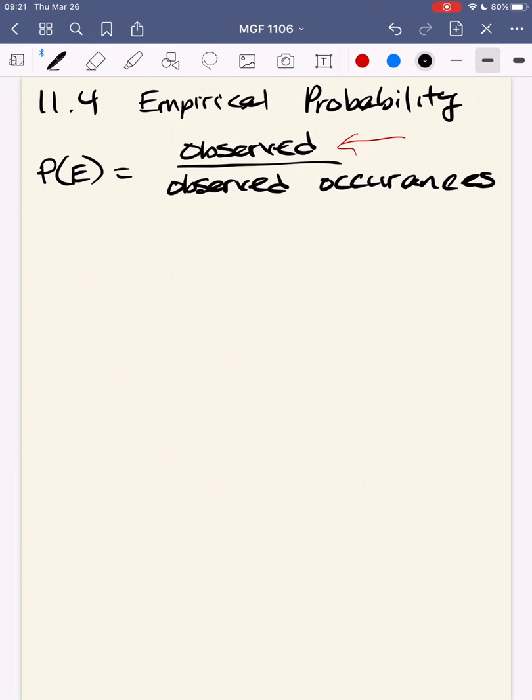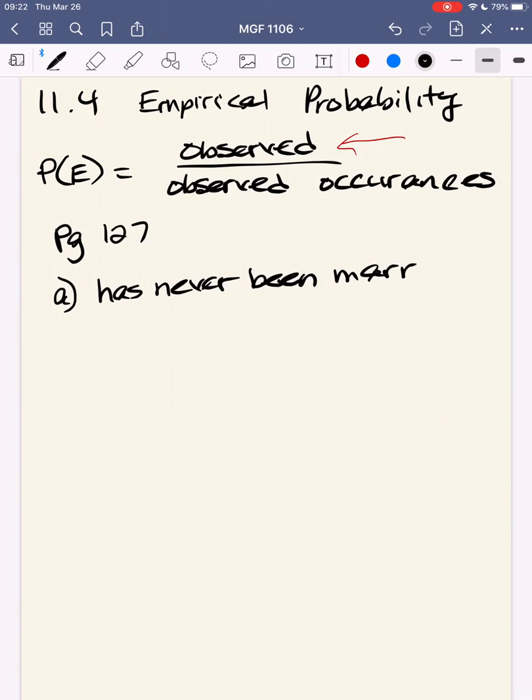I'm really just going to go straight to the example that's on page 127. I'm not going to do the whole chart, but here we're talking about the marital status of the U.S. population 15 or older. What we want to look at is the total number of people that has never been married. So these people have never been married.